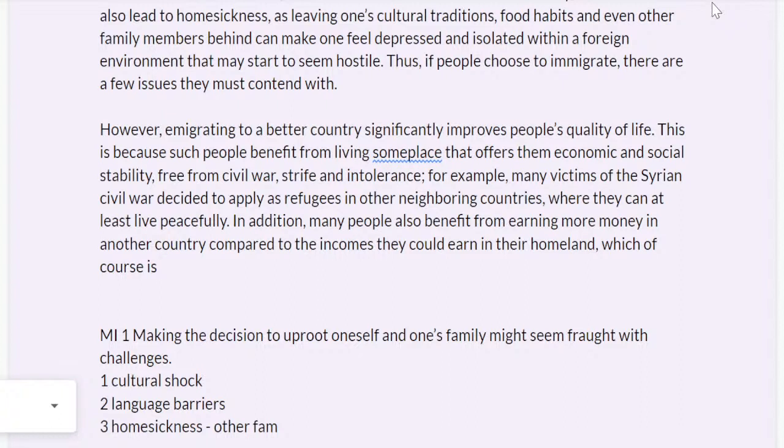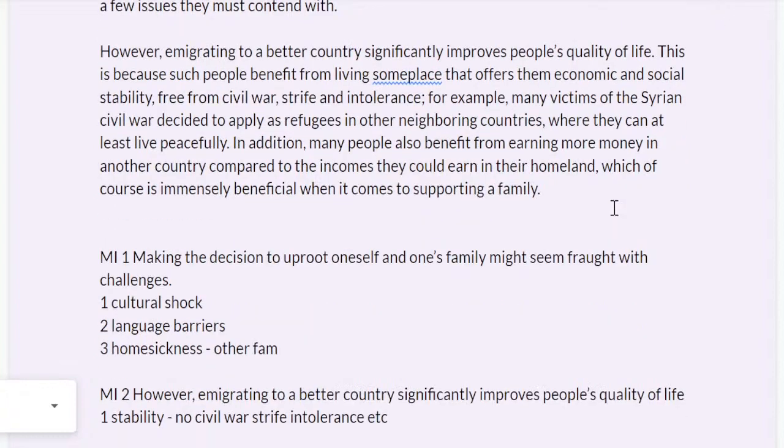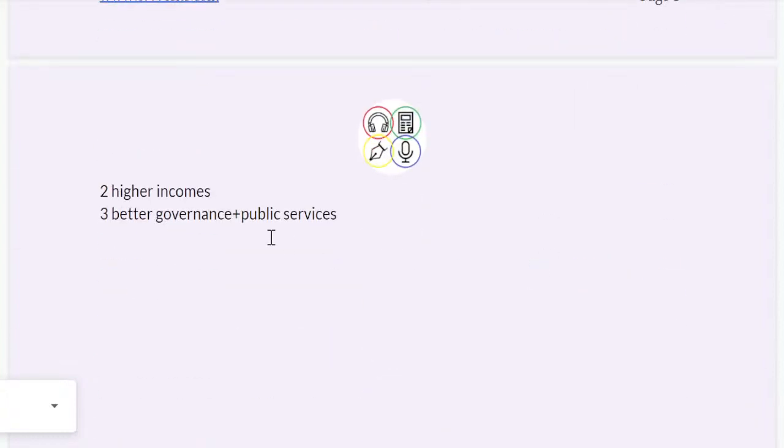let me just read this. In addition, many people also benefit from earning more money in another country compared to the incomes they could earn in their homeland, which of course is immensely beneficial when it comes to supporting a family. And finally, the last idea, better governance. Okay.